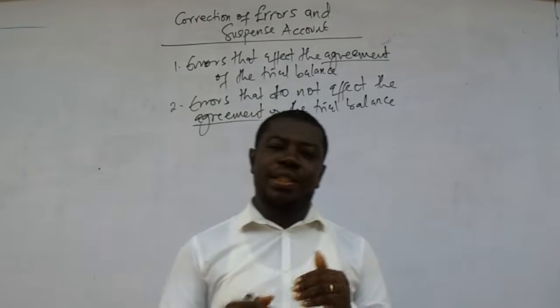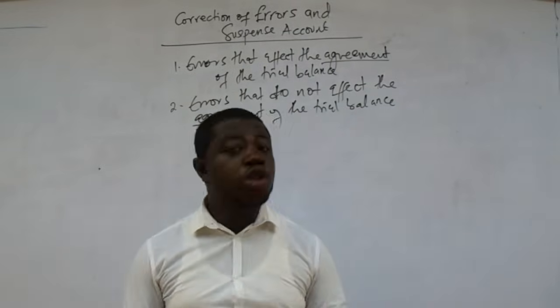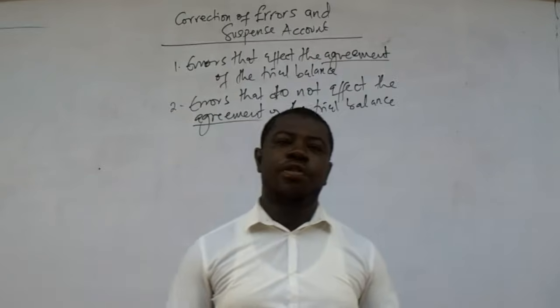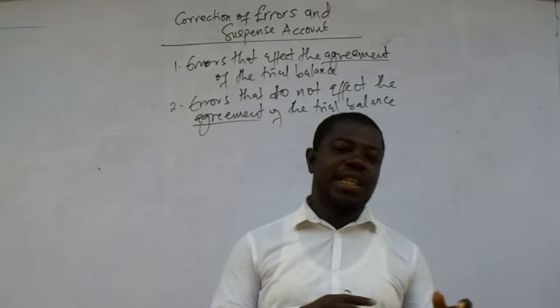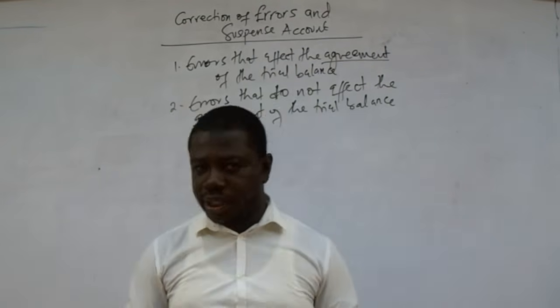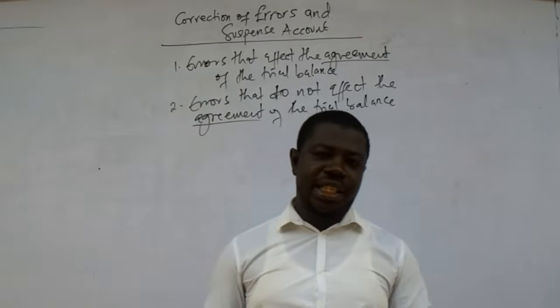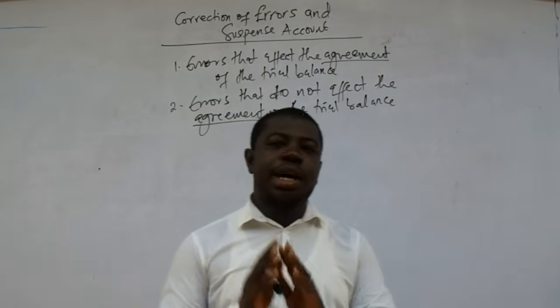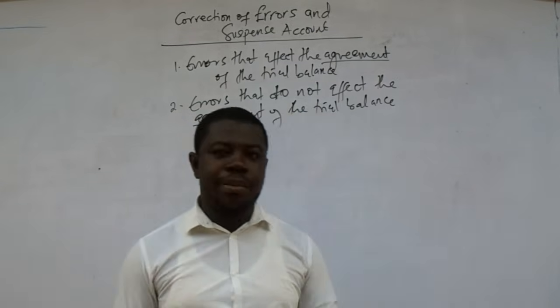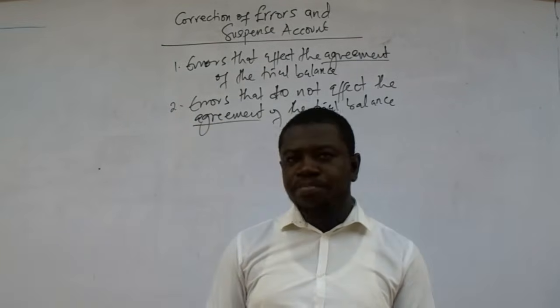And so we are going to look at some of the errors. Each error has a name. Most of them, especially 90% of the errors, have names. But there are some other errors you may have that you may not have specific names for. But once you know your double entry, you can still correct them and give them a nice narration in the journal. Now, some errors have names, most of them, and so we are going to look at some of the errors that have names and try to explain them.